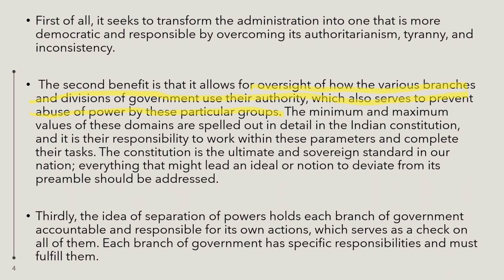As I have already explained, the Constitution is the ultimate and sovereign standard in our nation. Everything that might lead an ideal or notion to deviate from its preamble should be addressed. Now, as you all know, the preamble is the basic preface of a formal legal document, and these groups are particularly required to adhere to the Constitution and its preamble. The third benefit is that separation of powers holds each branch of government accountable and responsible for its own actions. Now, no other group or branch of government would be accountable and responsible for another's actions. Okay, now this also serves as an example of checks and balances, which we'll be further discussing in the upcoming slides.